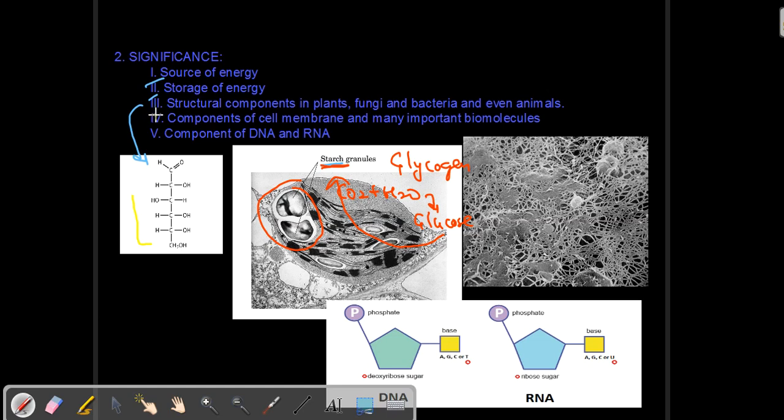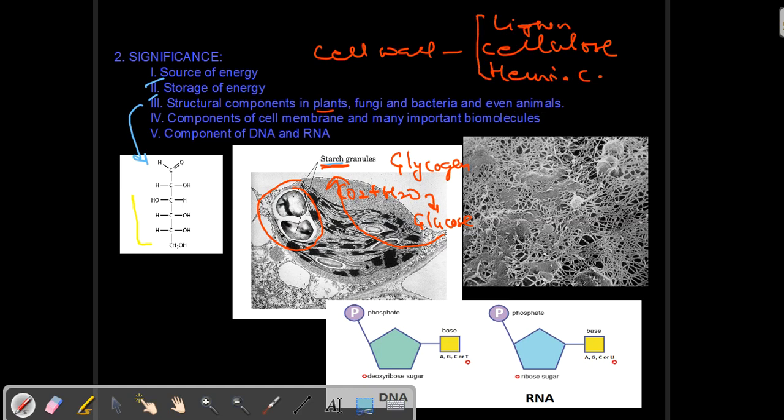The third function of carbohydrates is that carbohydrates in plants, in fungi, in bacteria, and even in animals provide structural support to the organism. In case of plants, in the cell wall, a carbohydrate called cellulose is present. Also, another carbohydrate called hemicellulose is present. Again, another molecule called lignin is also present, and all of these molecules, in case of plant cell walls, will impart integrity. You can see in this diagram, all of these fibrous structures that you see here are cellulose fibers.